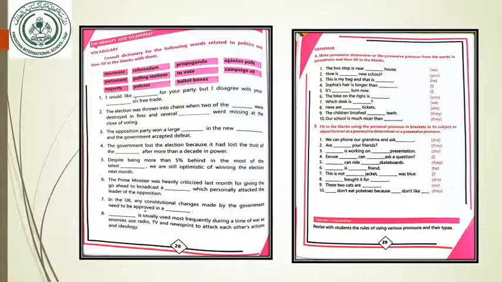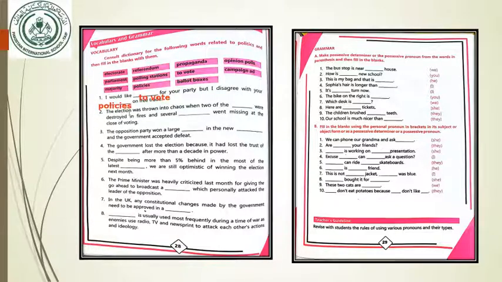Number 1: I would like to dash for your party, but I disagree with your dash on free trade. Now, what we have to do is take the words from these words. First one, what should be there? Electorate, parliament, majority, referendum, polling stations, policies, propaganda, to vote, ballot boxes, opinion polls, campaign aid. So here will be to vote. I would like to vote for your party, but I disagree with your policies. Yes, dear students, so we have to write like this.